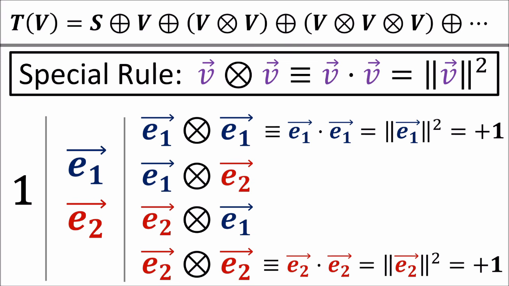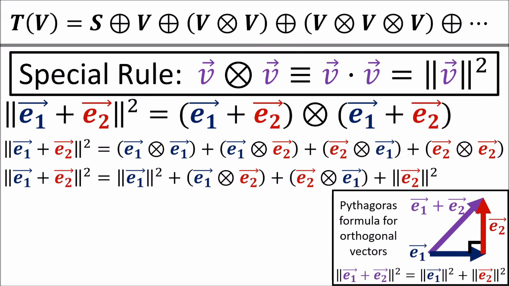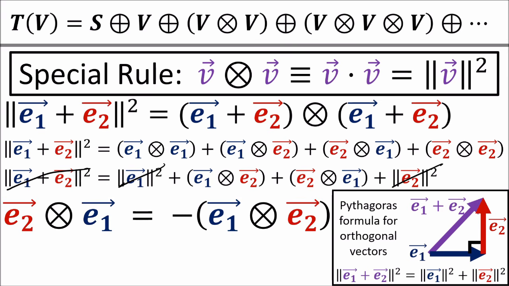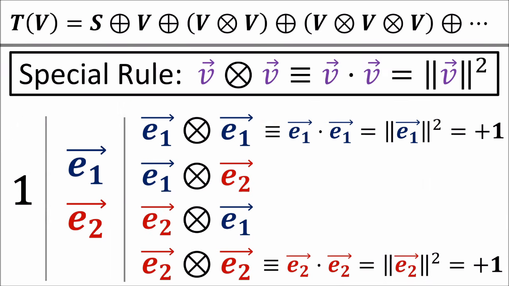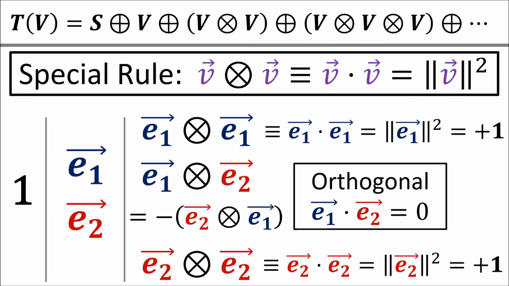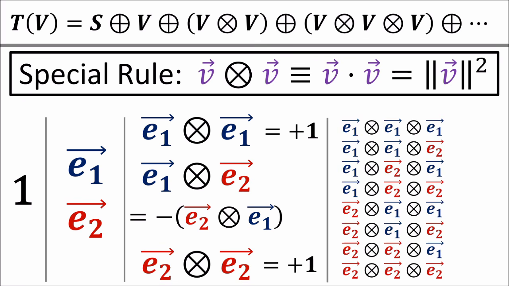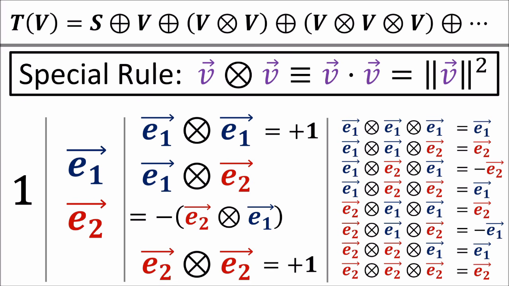This property also results in the anti-commutative property if two vectors are orthogonal. This is because orthogonal vectors obey a Pythagoras formula, which allows us to cancel the terms from both sides of this equation. And so because E1 and E2 are orthogonal, we get that E2 tensor E1 equals negative E1 tensor E2. For the terms with 3 vectors in the product, any identical vectors get sent to the scalar +1, so we're left with just individual vectors, which we already have in our algebra.